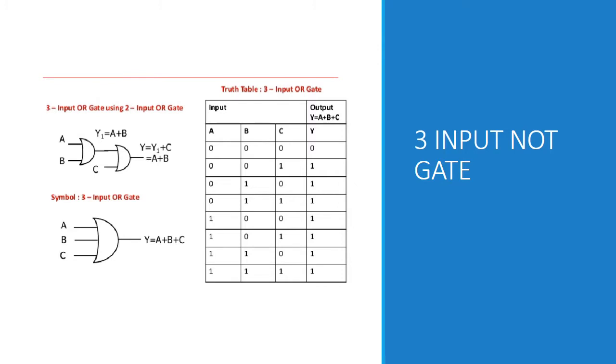Next, we have the truth table of 3 input OR gate. In this case, we can see that the output is 0 when all the inputs are at 0, and it is at 1 when any of the input is 1.